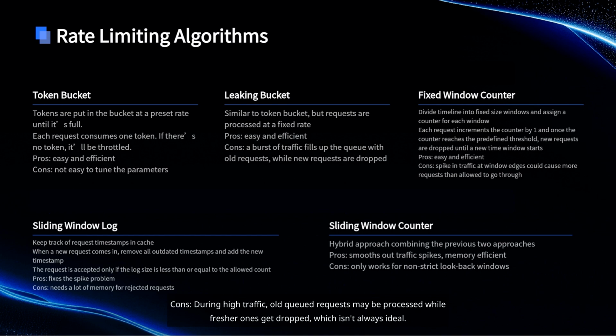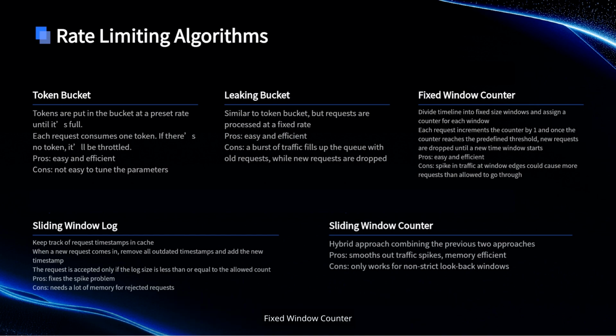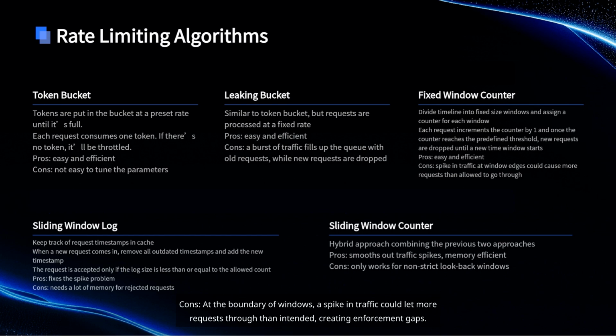3. Fixed window counter. In the fixed window counter method, time is split into fixed length windows, e.g., 1 second. Each request increases a counter. Once the count hits the threshold, all subsequent requests in that window are dropped. Pros: very simple and fast to implement. Cons: at the boundary of windows, a spike in traffic could let more requests through than intended, creating enforcement gaps.